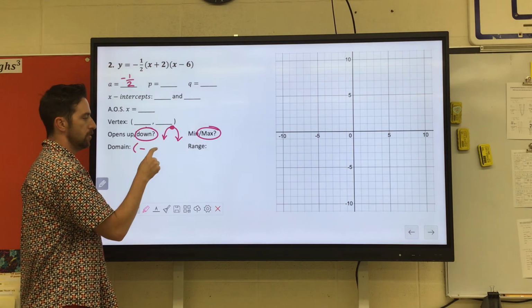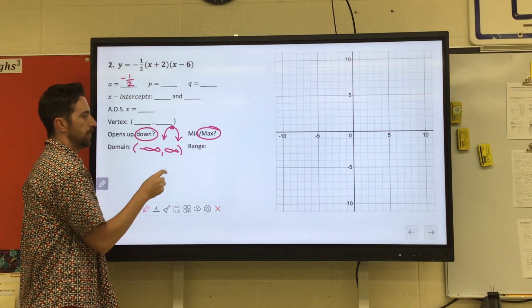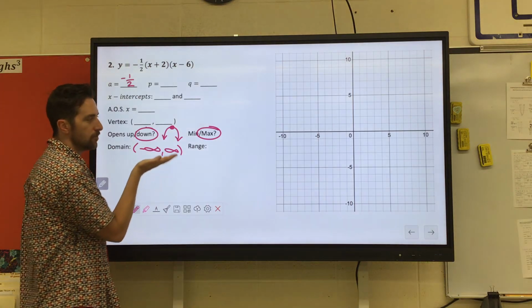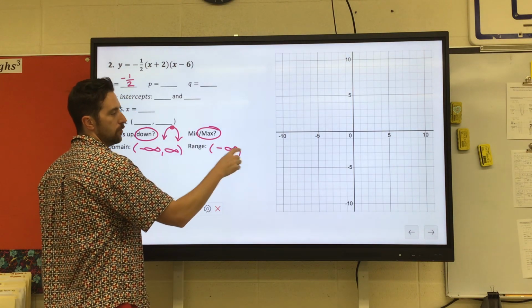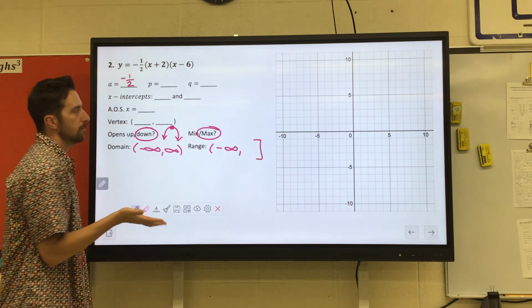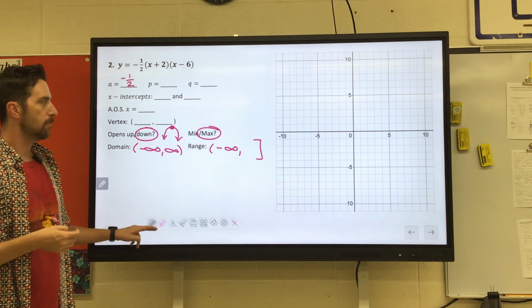Domain is always all real numbers. Range, if it's opening upside down, it's going to start with the lower limit at negative infinity, and it'll max out at the vertex, which again, we don't know yet. Cool, let's keep it going.